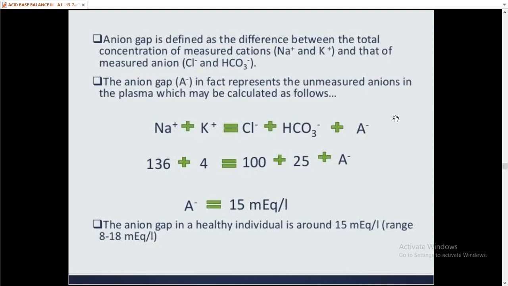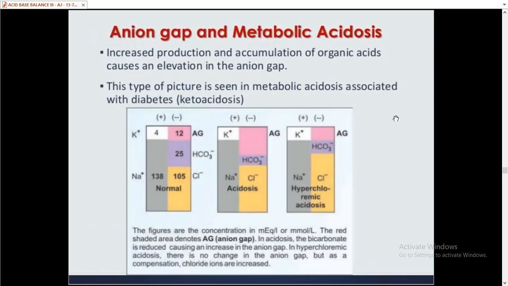Normal sodium is 136, potassium is 4, chloride is 100, and bicarbonate is 25. So the normal anion gap came out to be 15 milliequivalent per liter, and in a healthy individual it ranges from 8 to 18 milliequivalent per liter.